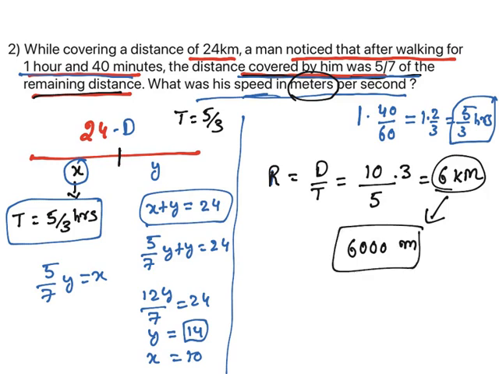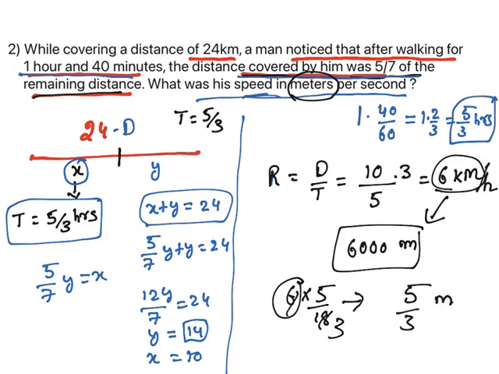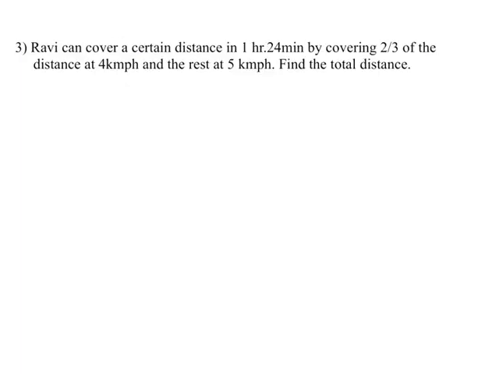Right? But concept 2 says that you need to convert them by multiplying by 5 by 18. So this 6 kilometers per hour you need to convert into meters per second, which means multiplying by 5 by 18. So how much does it become? 5 by 3 meters per second. So this is the answer. Now let us move to the next question.